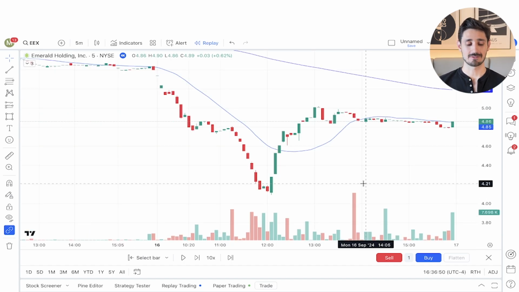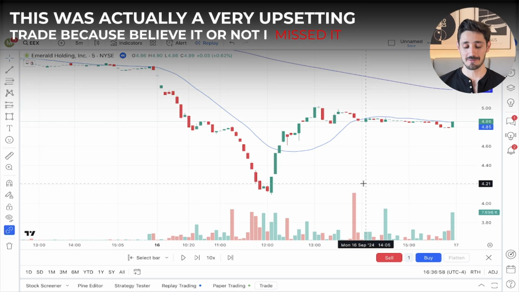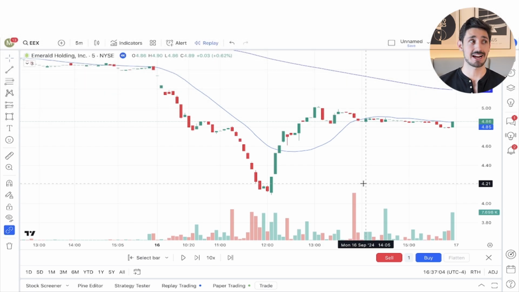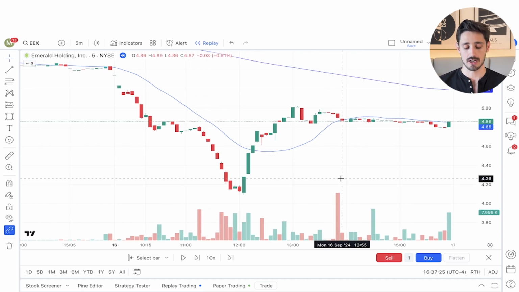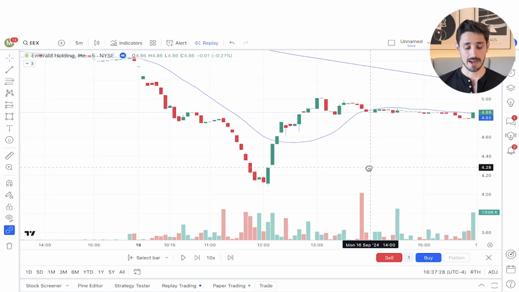Alrighty, let's go ahead and look at EEX. This was from September 16th, I believe. And this was actually a very upsetting trade because, believe it or not, I missed it. I was actually looking at two different reversal opportunities, and I ended up going with the other one that didn't work out. And this one, which I was watching very closely, I missed at the last moment when it actually did the reversal. When it triggered, I just wasn't quick enough and I missed the setup. But this was something that we were watching very, very closely in the mentorship room, and unbelievable trade.